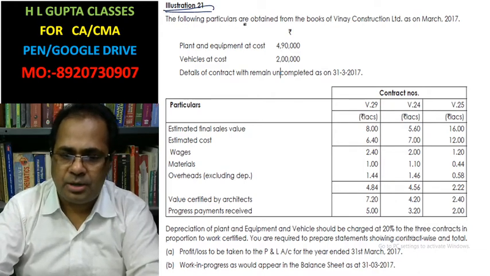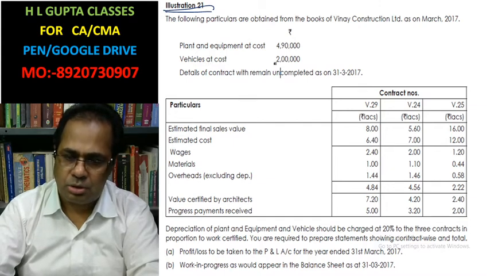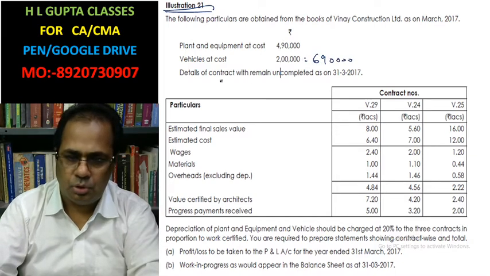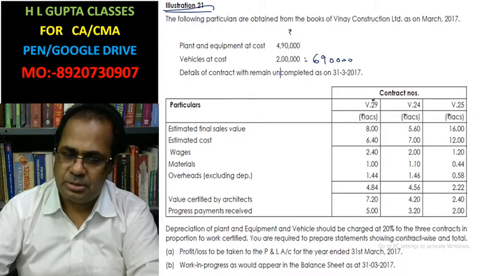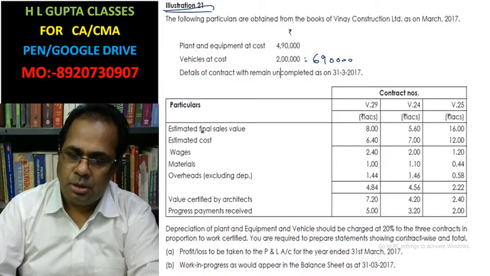The following particulars are obtained from the books of Binay Construction Limited. The plant and equipment cost is this, and the vehicle cost is 2 lakhs. Total cost is 6,90,000. Details of the contracts which remain uncompleted: B29, B24, B25, these are the names of the contracts.